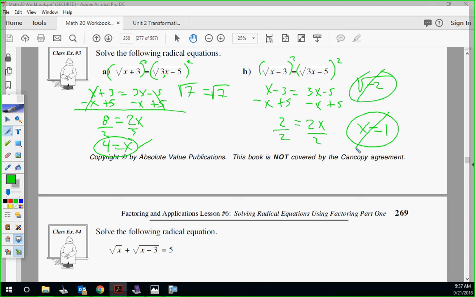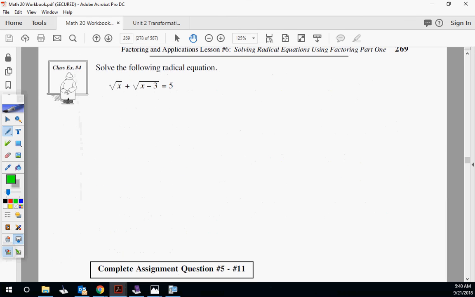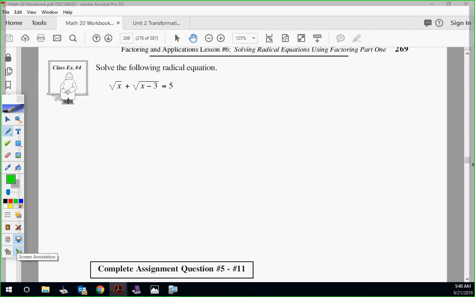Okay, the last one we're going to talk about here is example 4. Solve the radical equation here. With this one, we're going to go ahead and isolate. This is kind of starting us up for lesson 7. We're going to isolate the more difficult radical. So is root x or root x minus 3 more difficult? Probably the root x minus 3 because it's 2 terms. So we're going to minus the root x over.